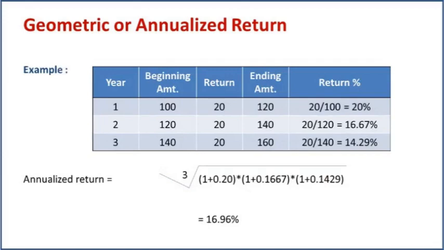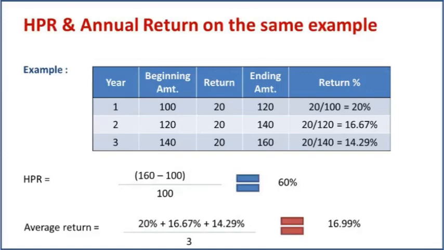Now that we are done with the calculation of the individual year returns, we will apply the below formula. Here we add the first year return, that is 20%, and 1. Then multiply with year 2's return plus 1, and then multiply with year 3's return plus 1, and so forth. Then we find the third root of the product. Third root because there are 3 years in this example. If there had been 4 years, we would have found the fourth root. By applying this formula, we get a geometric return of 16.96%.